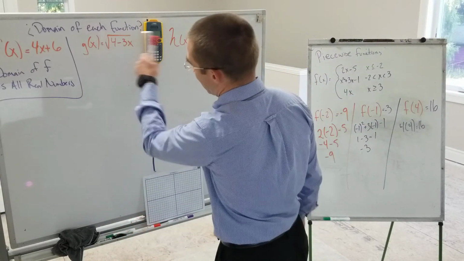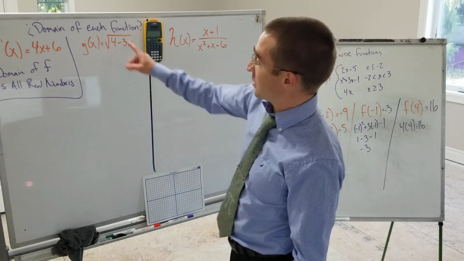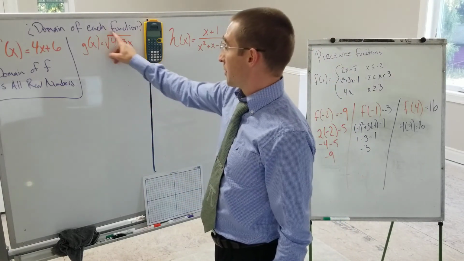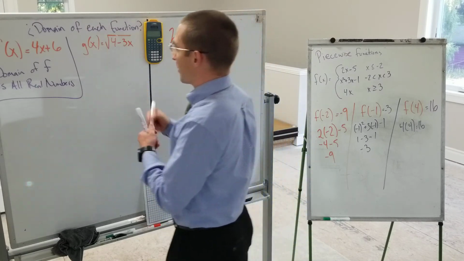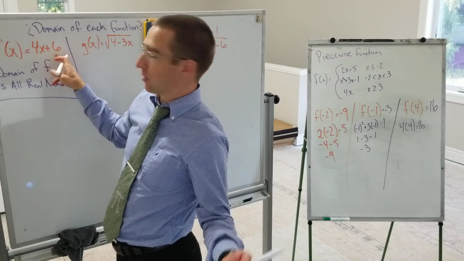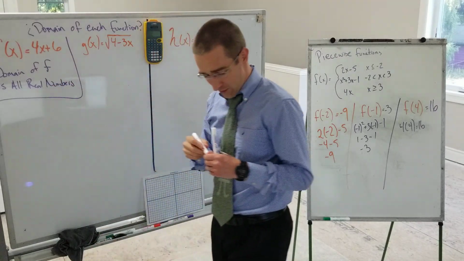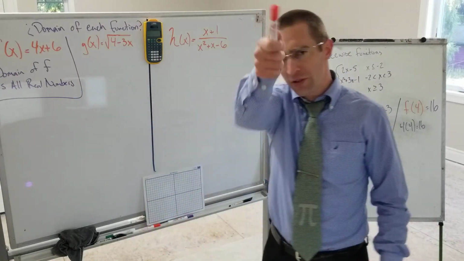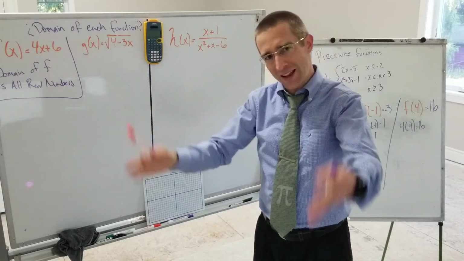All right, let's look at g of x. G of x, we've got the square root of 4 minus 3 times x. So we already talked about this linear function, right? 4x plus 6, we can do any number, linear. So the 4 minus 3x is fine, it's linear. What about the square root? Are there any numbers that we cannot square root?